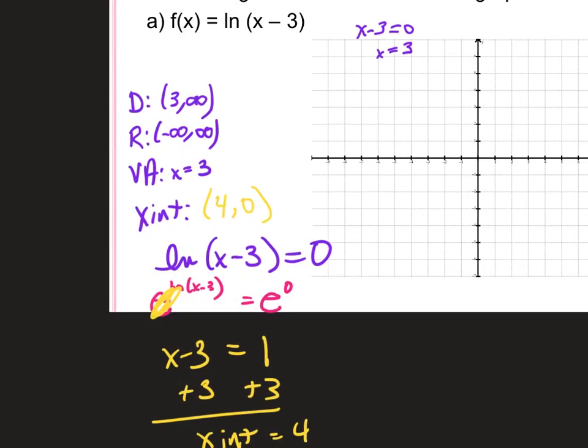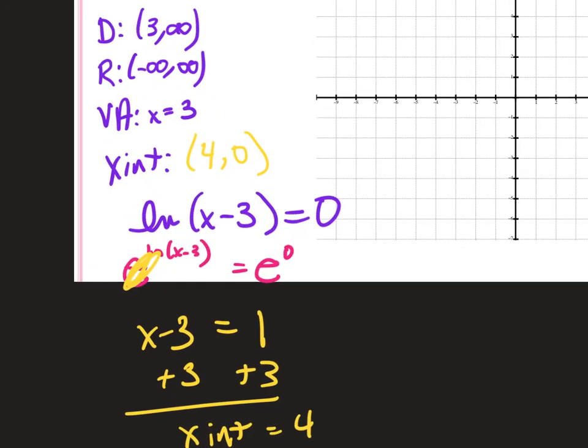The question was, where'd you get the e from? If I had 6x equals 24, how would I get x by itself? I would divide by 6, right? I would do the opposite. So in this case, I have ln of x minus 3. So I need to get that ln to go away. So the opposite of that, the inverse, would be e. So you just put the e, and then you raise everything up to the exponent. What you do to one side, you do to the other side. So e to the ln x minus 3 equals e to the 0, and we're good to go.